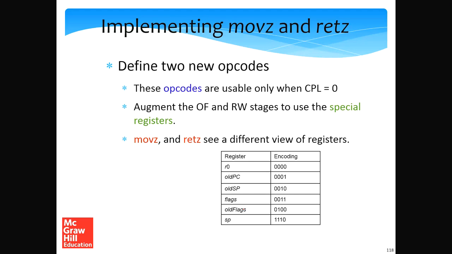So implementing MoveZ and RETZ, these opcodes are usable only when CPL is 0. We augment the OF and RW stages to use these special registers if there is a requirement. Also in this mode we'll see a different view of registers. Let us see just 6 registers. Let us encode R0 as 0000, old PC as 1, old SP as 2, flags as 3, old flags as 4, and the stack pointer SP as 1110, which is the same as 14, so it maintains its existing value. But the rest we give new values. Essentially, in privileged mode we see a different encoding of registers, and this encoding also corresponds to different privileged registers.